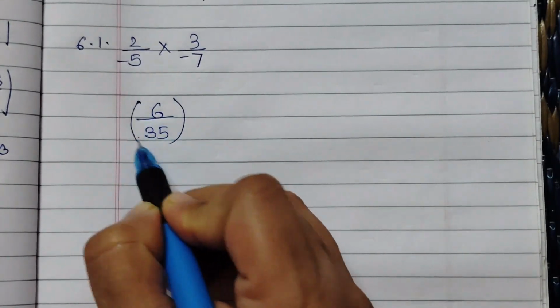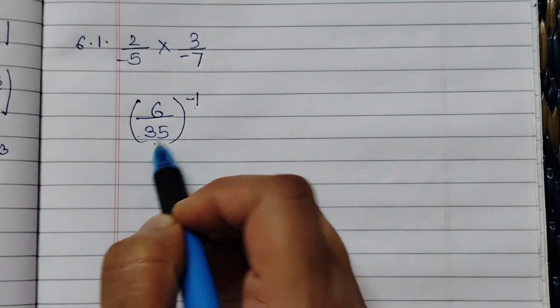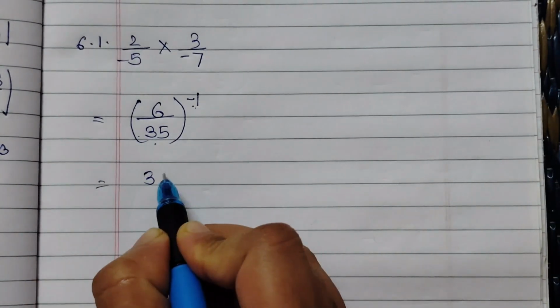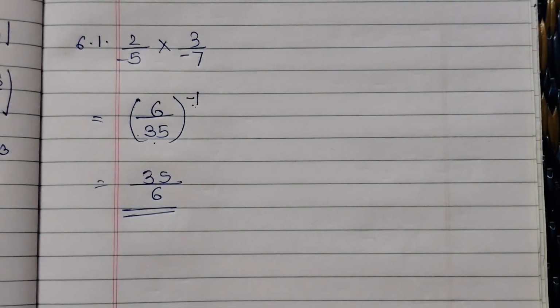Okay, so we will put the reciprocal sign, because we have to find the reciprocal. What is the question? Find the reciprocals. So what is the reciprocal of this? 35 upon 6. Okay, now we will move to the next question.